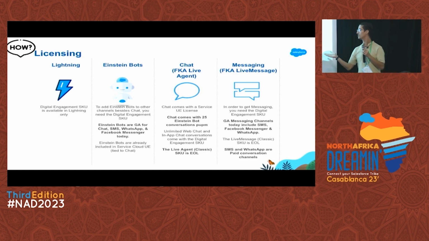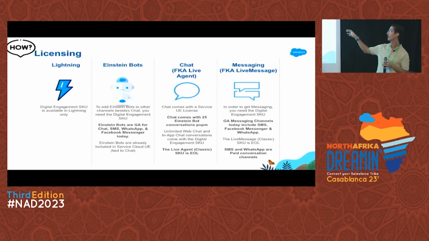Now, when it is in regard to the other messaging channels like SMS, WhatsApp, and Messenger, this is where the digital engagement SKU comes into the picture. And this is where you need to pay an additional fee. And that's the value of the digital channels. It includes mainly the outbound messages and the inbound messages, which means from a customer to an agent. But everything that is from an agent to a customer is also an add-on that you need to pay for.